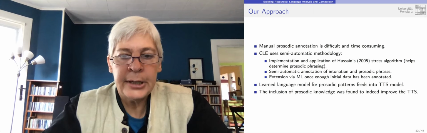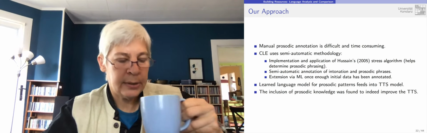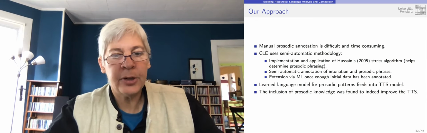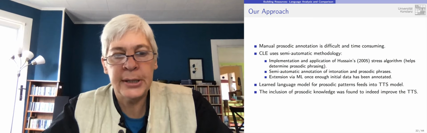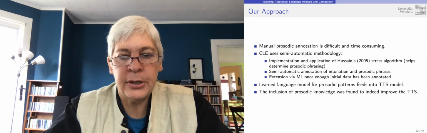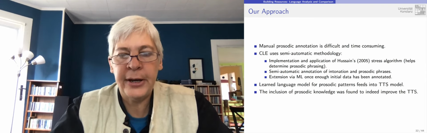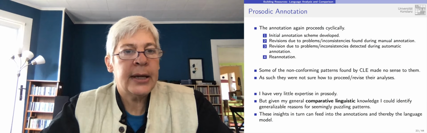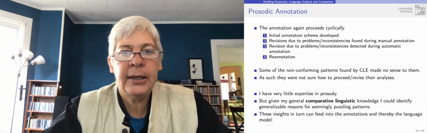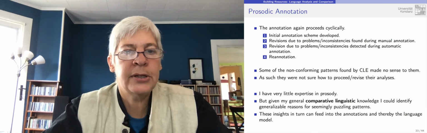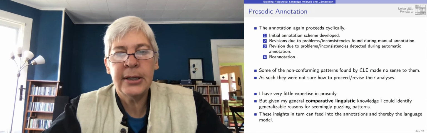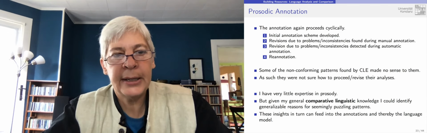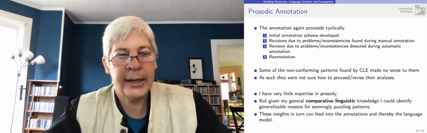And then once enough initial data has been annotated, they extend that by doing a machine learning model on that, which then also is able to provide a language model for the prosodic patterns, which can be fed into the text-to-speech system. And the first experiments with this feeding of prosodic knowledge into the text-to-speech system found that it was actually able to improve the text-to-speech system quite nicely. So that is good. So again, the prosodic annotation proceeded cyclically in our collaboration, and an initial annotation scheme was developed. We did revisions due to problems and inconsistencies found during the manual annotation. Then another set of revisions due to problems and inconsistencies detected during the automatic annotation, and a re-annotation of these things. And then the whole cycle again.